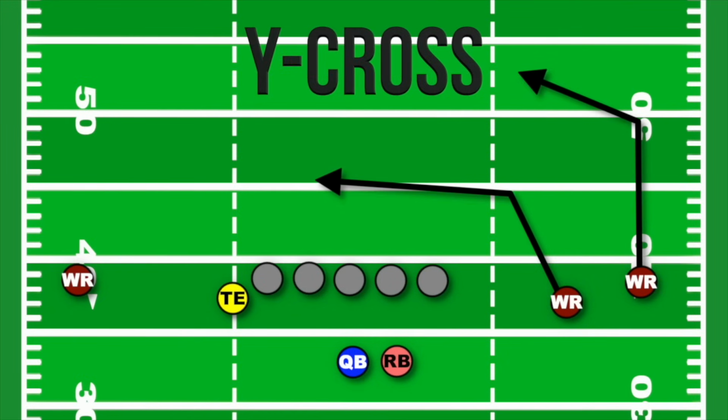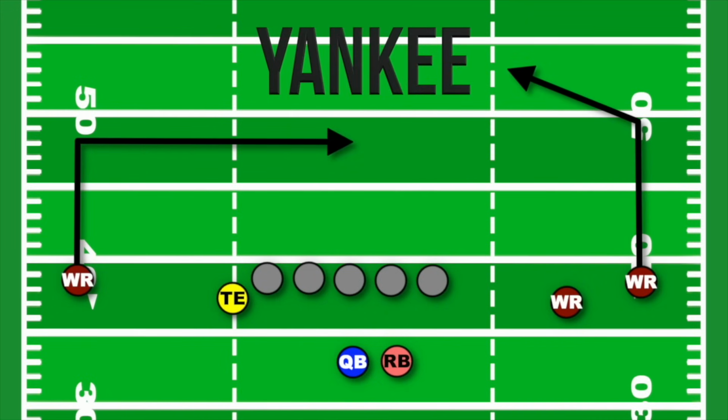Y cross combines a deep route from the outside to occupy the safety with a deep cross from the tight end or slot receiver. And finally, Yankee is a two-man concept with a deep post on one side and a deep cross on the other. This is usually combined with play action to ensure that both routes can get behind the defense.